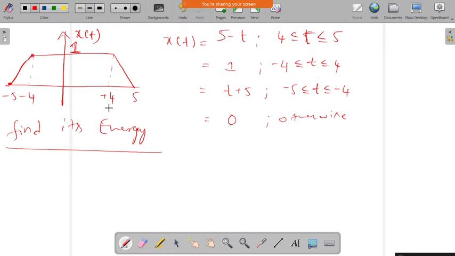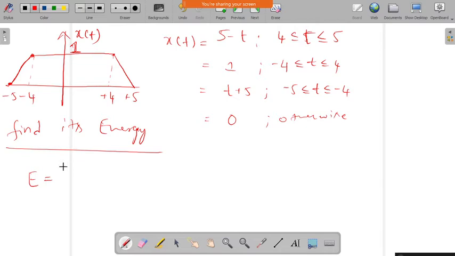Similarly, this expression can put the values of t, and then it will be getting as a decaying ramp. Between -4 to +4, the value is 1. So even if the expressions are not given, you have to derive them by using the signal sketch. Now find out the energy.